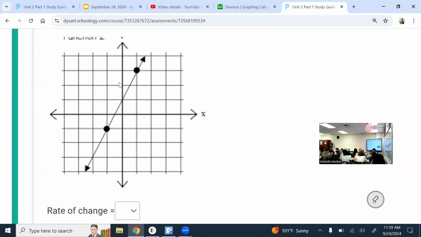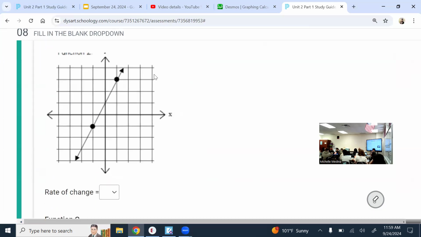When it's on a graph, how do I find my slope? It already identified 2 points that I can see pretty nicely, so I'll just use those. To go from here to here, what's my rise? Good. So that's 4. And what's my run? What's 4 divided by 2? Because it's rise over run.